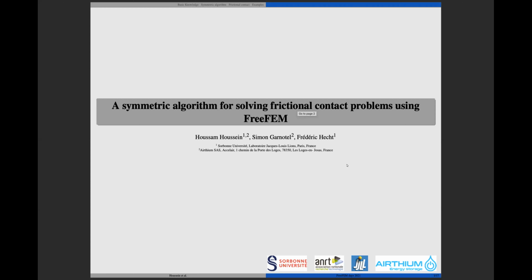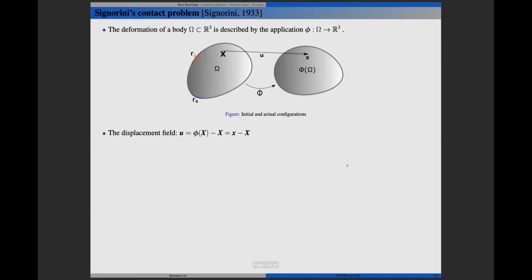So in the following, our contact problem will be expressed as a minimization problem in order to use some optimization techniques to converge faster to the solution. And also numerically, we will use the interior point method in order to solve our optimization problem, because it has several advantages. So I will start with some definitions.